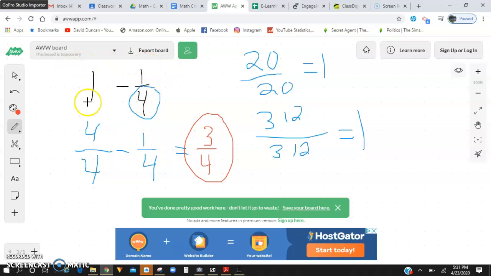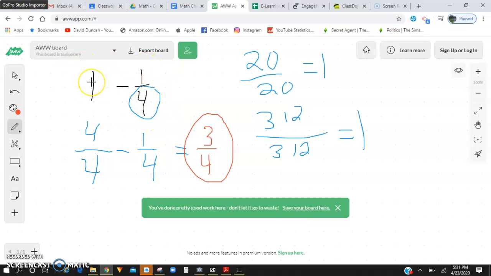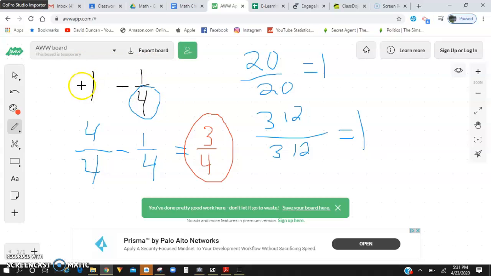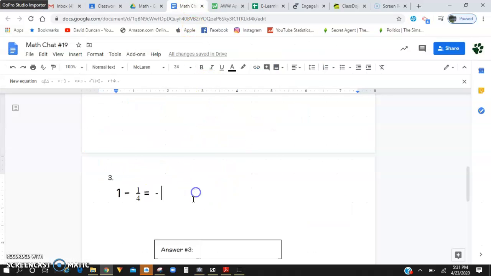Now, some of you were able to do that mentally, and that's totally fine. But if you want to solve it with paper and pencil, this is the method you're going to use. I call it convert and solve. You're going to convert that whole number into a fraction, making sure it has a common denominator, and then you're going to go ahead and solve it. So our answer for number 3 is going to be 3. Oops, I forgot I already have the fraction bar there. It's going to be 3/4. Okay.